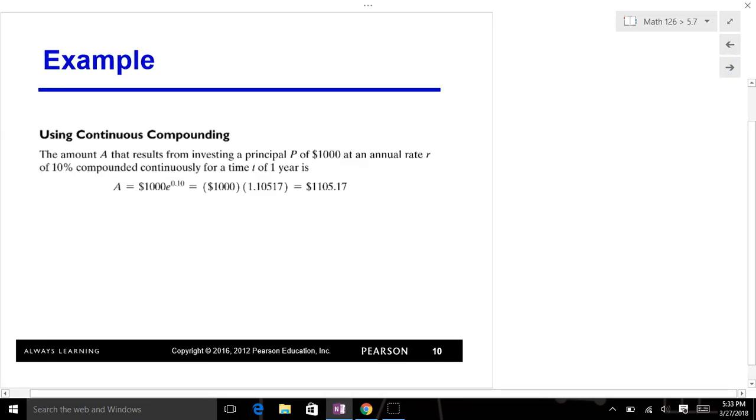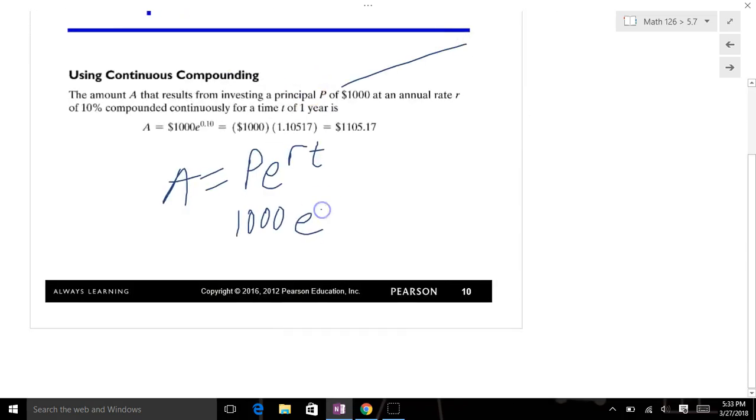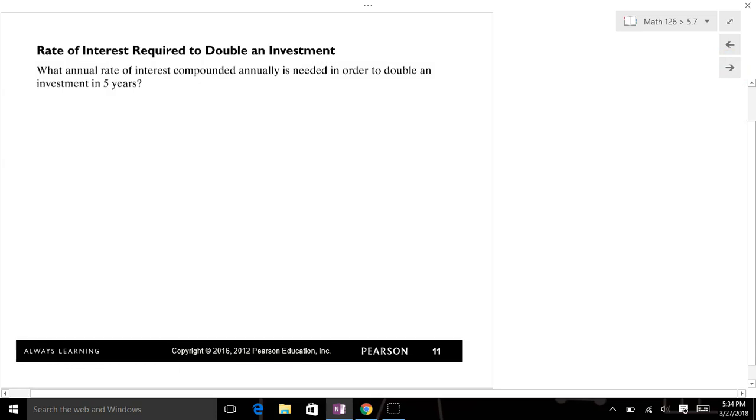So here's a situation. What's the amount that results from investing a principal, so P e to the rt, of $1,000, so we're putting 1,000 bucks in, at an annual rate of 10%, so 0.10 again, for a time of 1 year. So what do you end up with? And notice this is compounding continuously, that's why we're using this formula. So we punch it in, and you get $1,105.17. Okay, use that E button on your calculator.